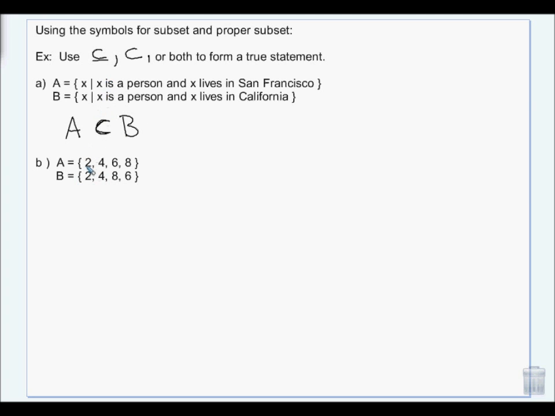Here we have A is 2, 4, 6, and 8, and B is 2, 4, 6, and 8. So A is a subset, but it's not proper because they're the same size.